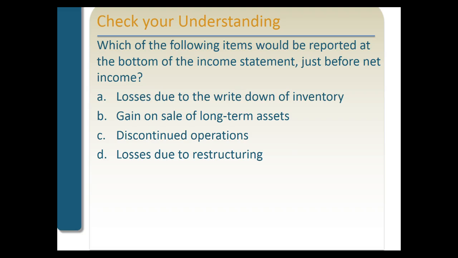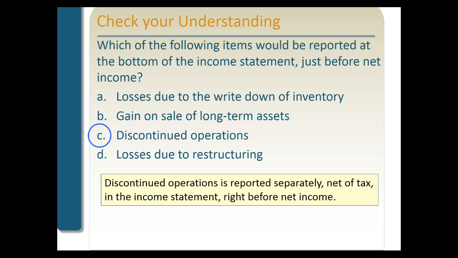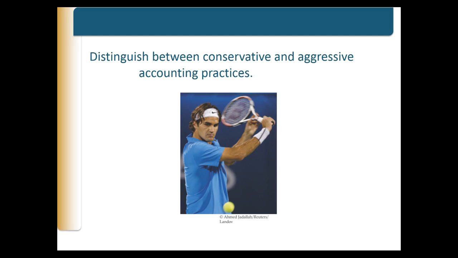Let's check your understanding here. So, which of the following items would be reported at the bottom of the income statement just before net income? Would it be A, losses due to the write-down of inventory? Would it be B, gain on sale of long-term assets? C, discontinued operations? Or D, losses due to restructuring? Discontinued operations gets reported separately net of tax right before net income.